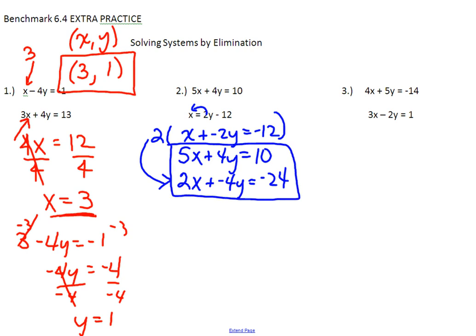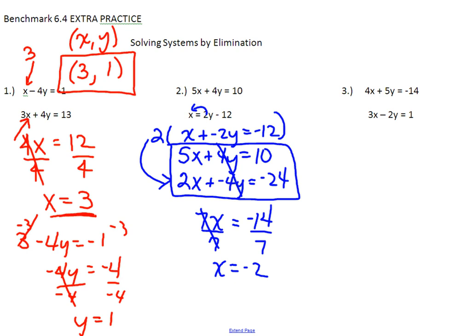Now notice my coefficients of the y's are the same, 4 and -4, opposite signs, so we can add them together. Make sure they're opposite signs. I want to add these together, get 5x and 2x, that's 7x. And 10 and -24 is -14. So I get x equals -2.